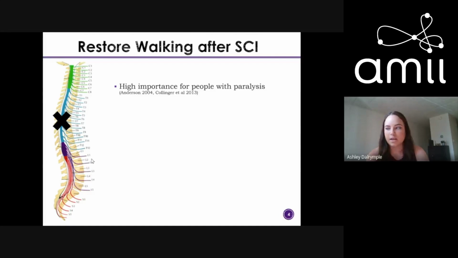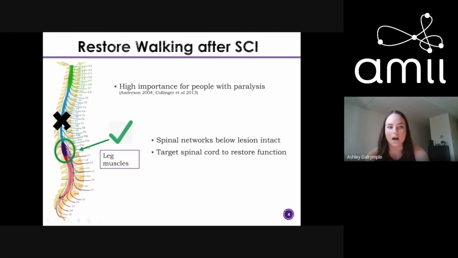Now, restoring walking is a really high priority for people with paralysis. But something that's really interesting about the spinal cord is even though it's injured here, everything below it is actually intact. For example, there's an area called the lumbar spinal cord, and it houses all of the cells that go to the leg muscles. And it's actually pretty normal functioning after spinal cord injury. So you can target the spinal cord to restore functions such as walking.